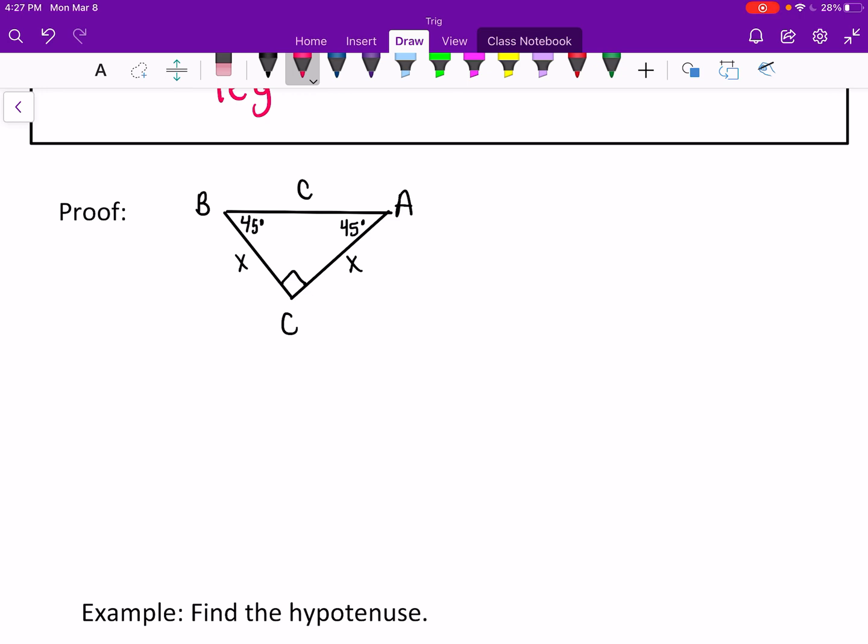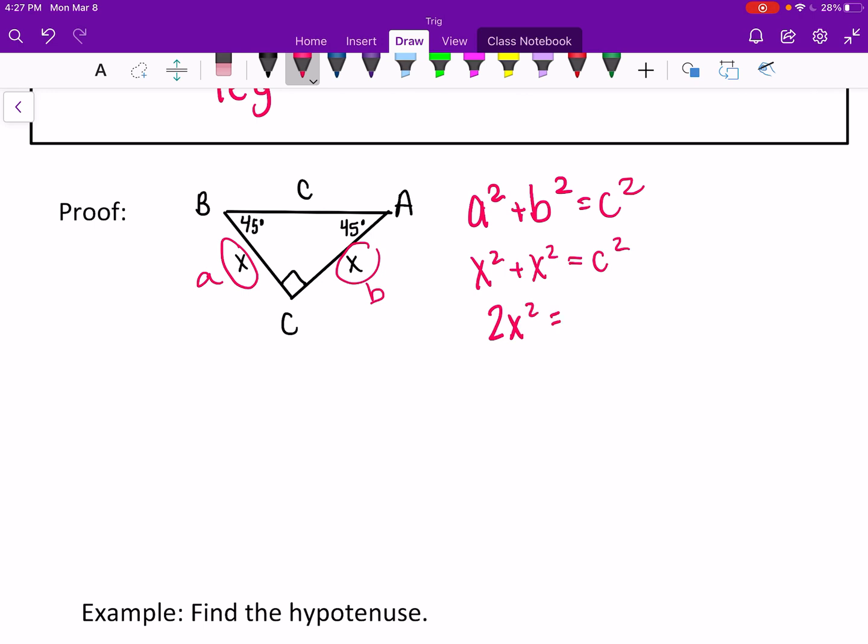So here I have triangle ABC, and it is a 45-45-90. Since this is a right triangle, I can apply the Pythagorean theorem, which is a squared plus b squared is equal to c squared, where c is the hypotenuse. So the sides with the x are like our a and our b. So this would look like x squared plus x squared is equal to c squared. x squared plus x squared gives us 2x squared equals c squared.